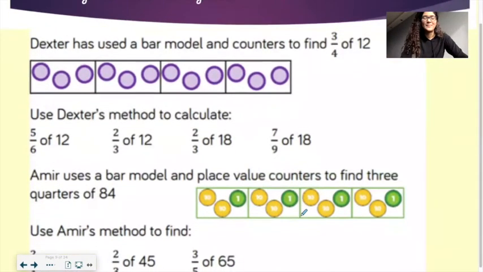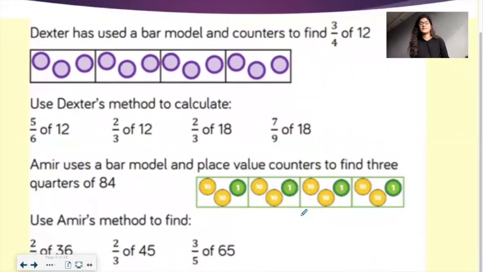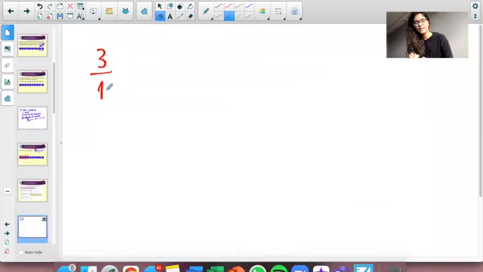Let's try this question. Dexter has used a bar model and counters to find 3/4 of 12. Use his method to calculate 5/6 of 12, 2/3 of 12, 2/3 of 18, and 7/9 of 18. Now I will do this with you. So what Dexter has done here is when he's found 3/4 of 12, hang on, I'm going to show you on another piece of paper. So 3/4 of 12. Now 12 is the amount of counters we have all together, okay?